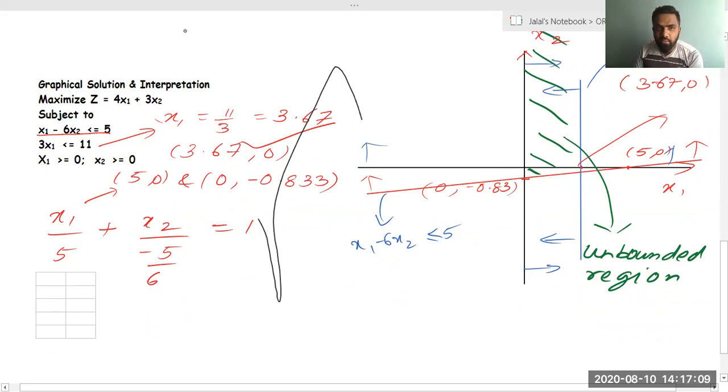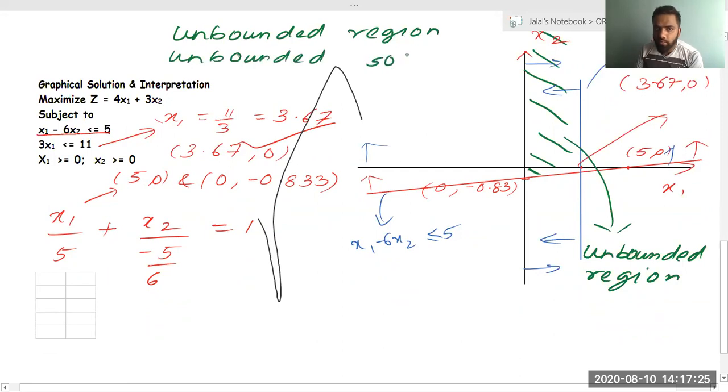So what I'm saying is, there are two terms for unboundedness. We know that this solution is unbounded. But for unbounded, there are two terms. One is unbounded region and the second is unbounded solution.